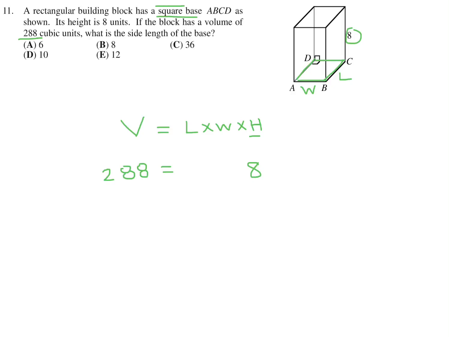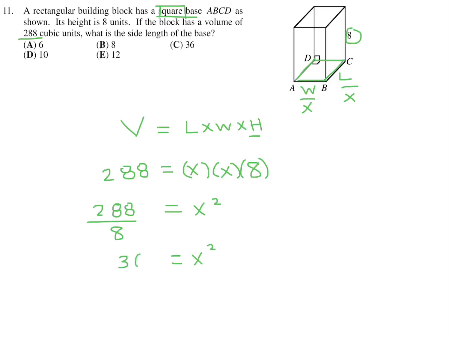But it's a square. So because it's a square, these are the same. So we can call them whatever you want. Let's just call them x, because a square has, of course, 4 equal sides. So this now becomes x times 8. So this becomes x squared, 288 over 8, like that. And therefore x squared is equal to 36. And finally x is 6. So the side length of the base is 6. So the answer to number 11 is A.